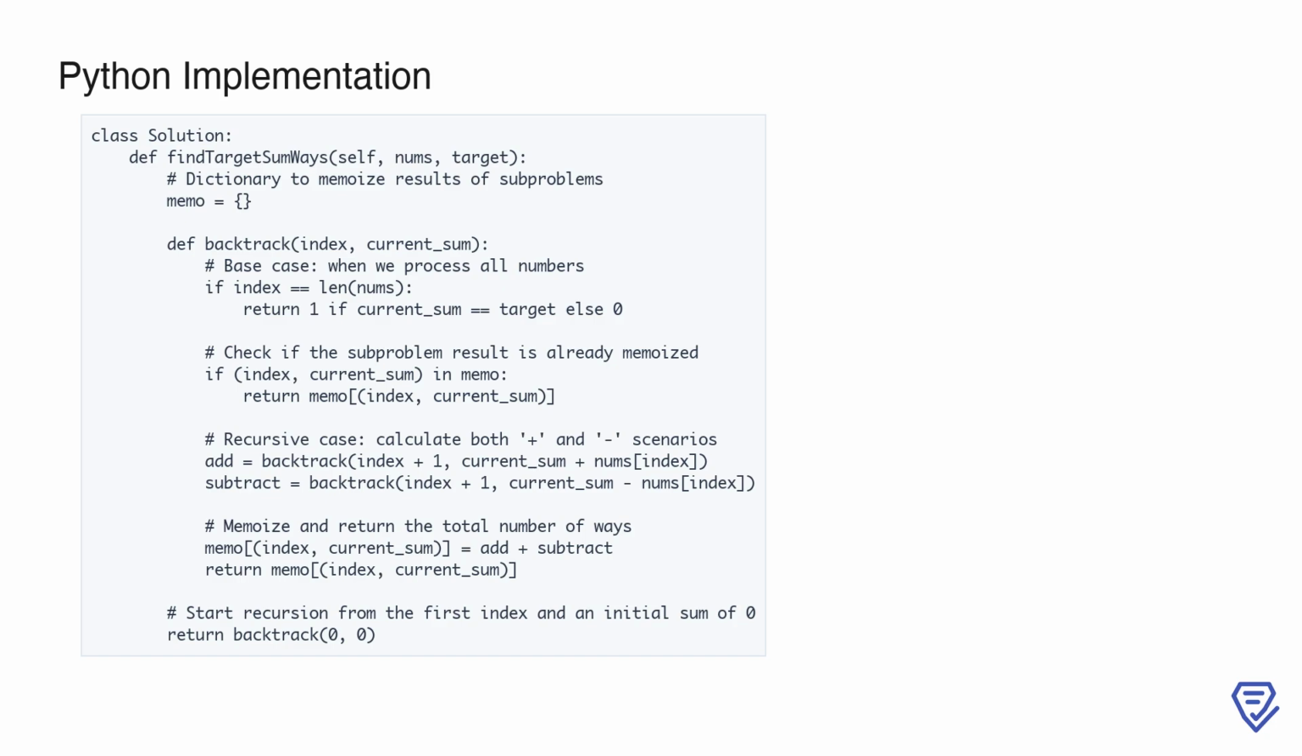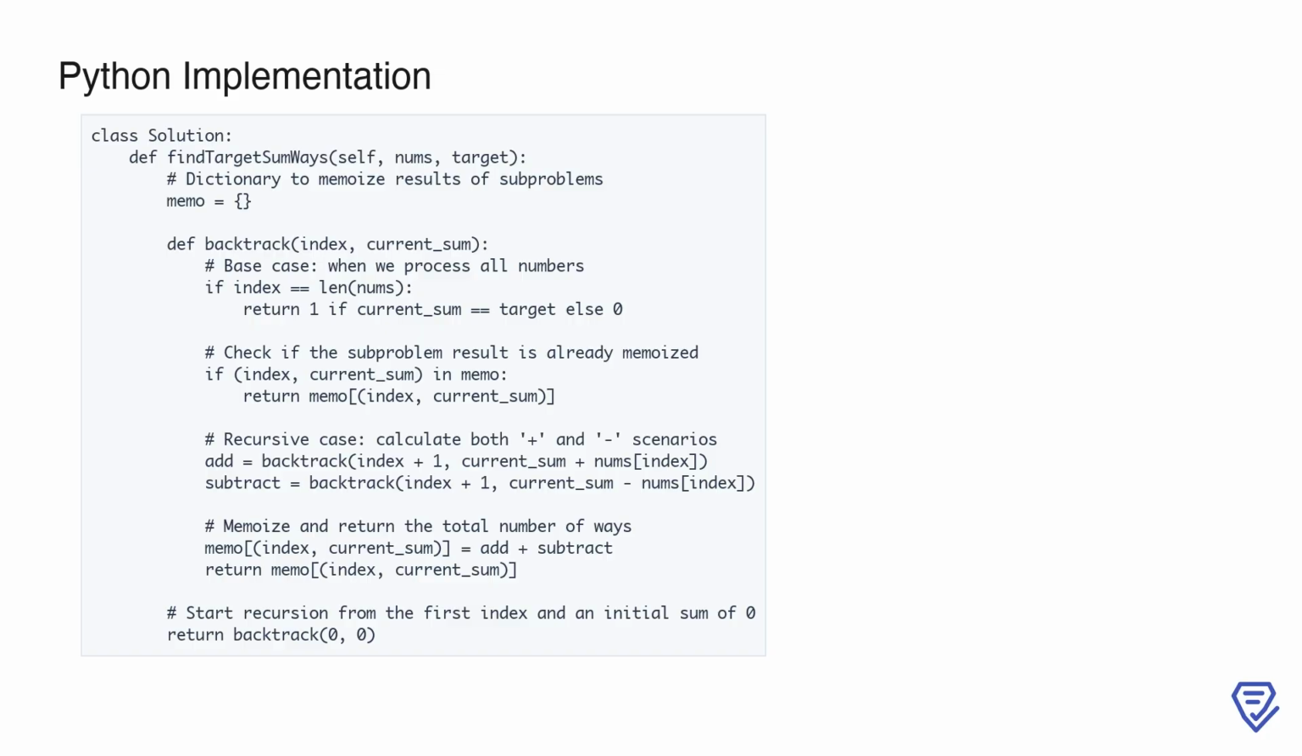2. Recursive function backtrack. This function takes two parameters, index, the current position in the nums list, and current_sum, the sum accumulated so far. It explores all possible combinations of adding or subtracting the current number. 3. Base case. When index equals the length of nums, we've processed all numbers. If current_sum matches the target, return 1, indicating a valid combination. Otherwise, return 0. 4. Memoization check. Before recalculating, the function checks if the result for the current (index, current_sum) is already stored in memo. If so, it immediately returns the cached result, avoiding redundant calculations.